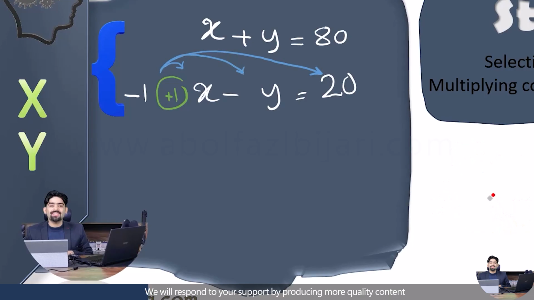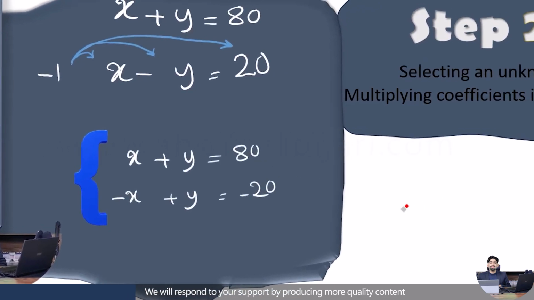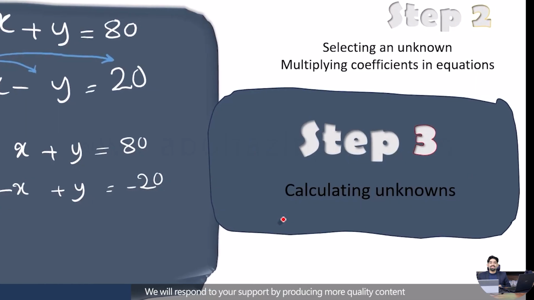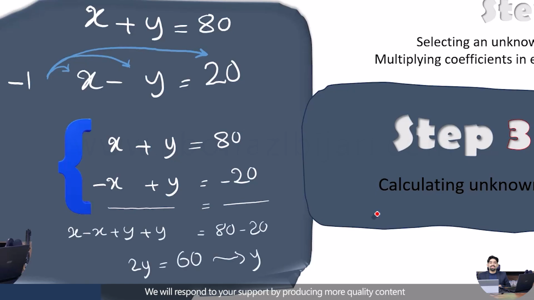And this gives us a new pair of equations. We rewrite them. Okay? Step 3. Calculate the unknowns. We add the new equations together, and the left side becomes 2y, the right side becomes 60, as you see in these pictures. Okay, so y is obtained with the simplest division, 30, and the first unknown was obtained.